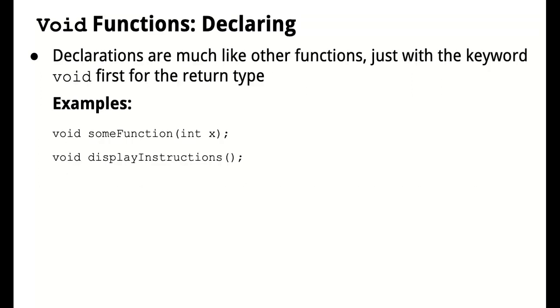Declaring a void function is a lot like declaring the other functions we've worked with. You just put the keyword void first. Some examples would be void sumFunction with an int x parameter, or even void displayInstructions with empty parentheses. That just indicates that function is not going to take any input parameters, and that's totally acceptable for both a void function and even functions that return values. If you think of the int main function, there's been an empty set of parentheses there your entire time in this class.